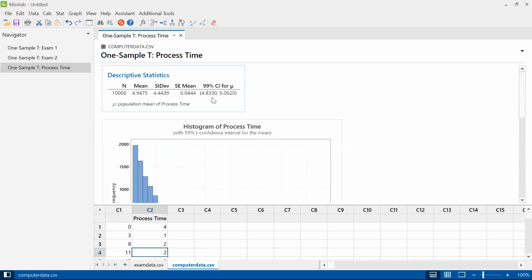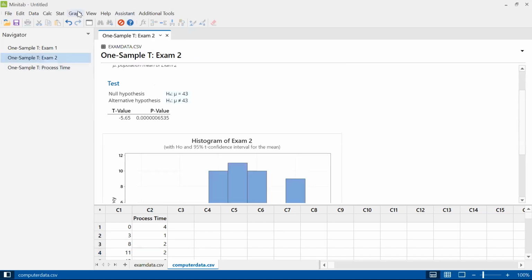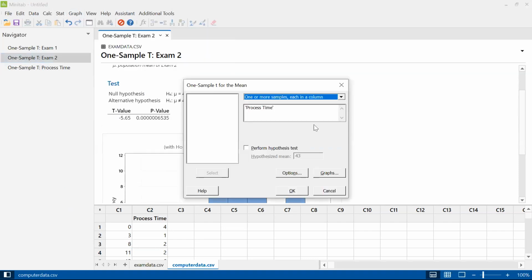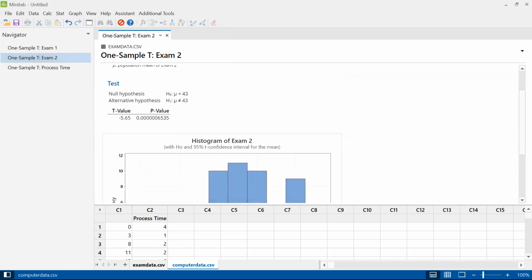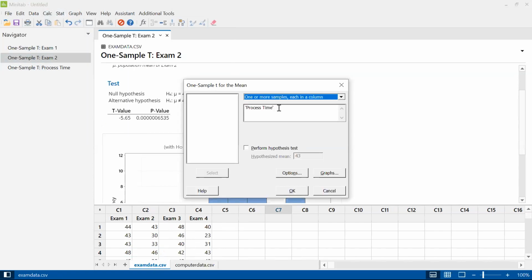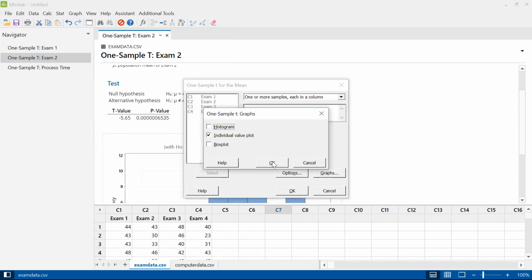All right, but what we wanted out of this was the confidence interval, and it looks like it's very close to our guess because we have so much good data. Okay, I have to flip this over to our exam data. I'm going to rerun this graph on exam 2 so that I can see what that individual value plot looks like when you don't have 10,000 dots running around.